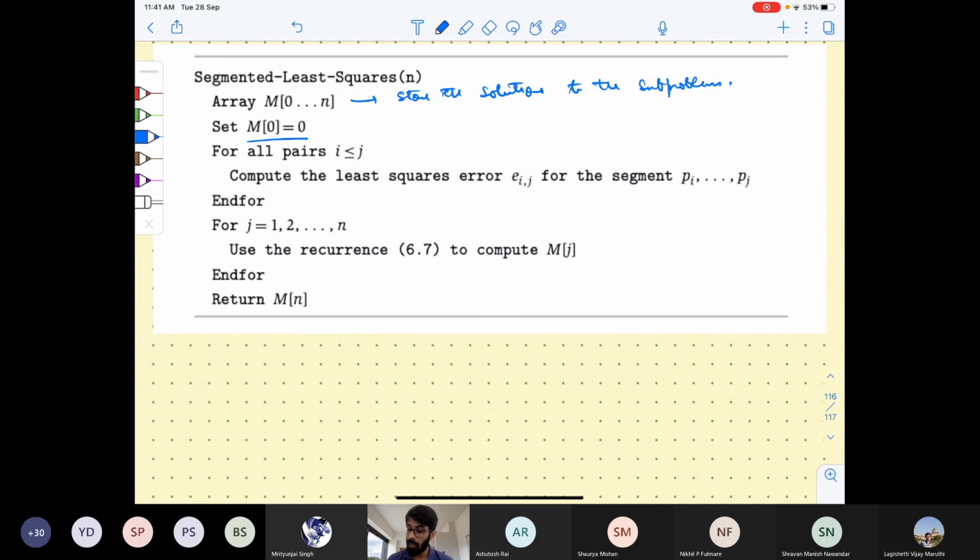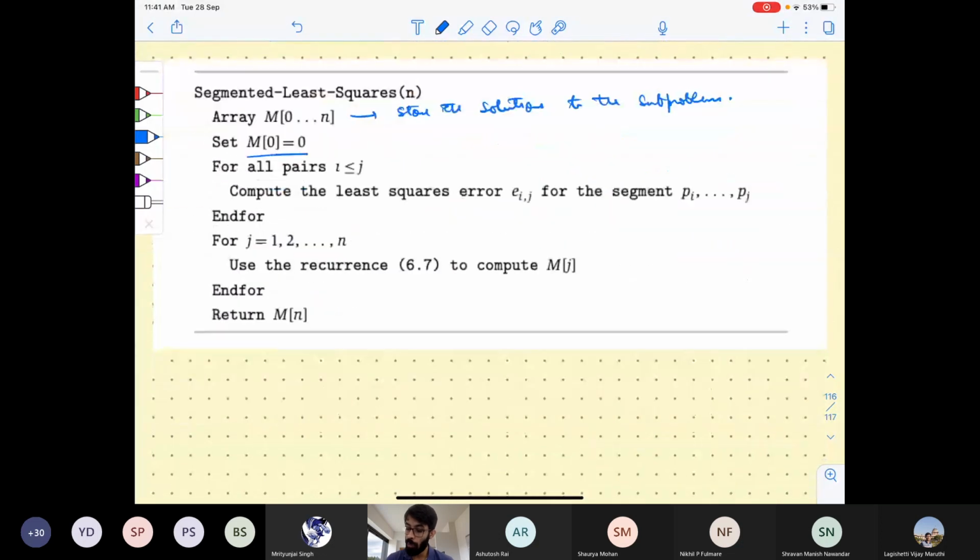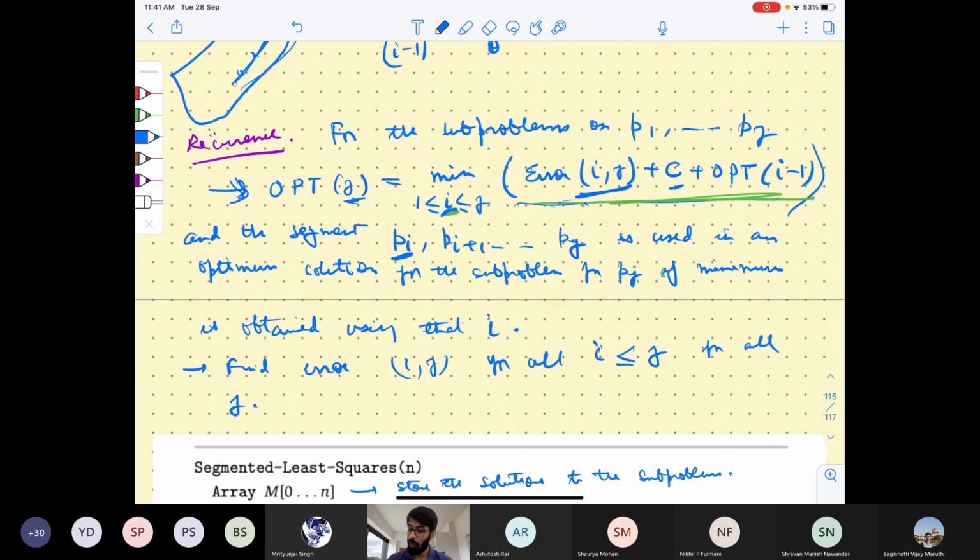And for all pairs, as I said, you need to compute the error for every i, j. So for all pairs, compute the least square error Eij for the segment Pi to Pj. Once you have the error part, you can just solve the recurrence iteratively. You already store the values of the smaller i's in M, and then you build up to the larger i's.